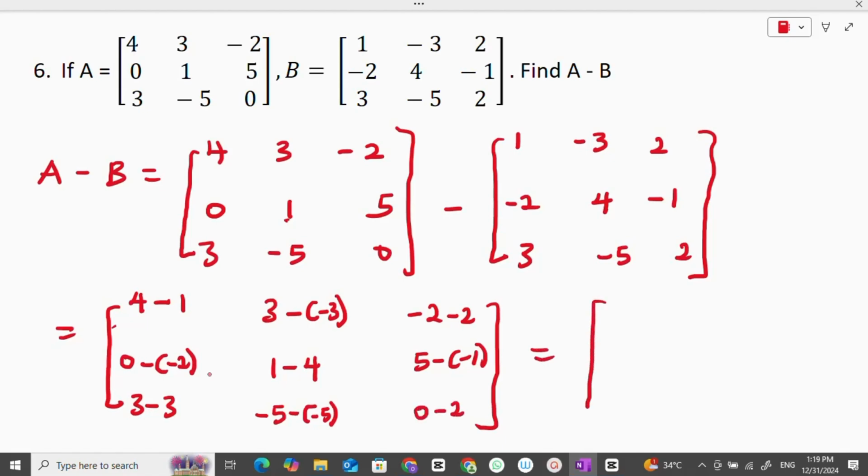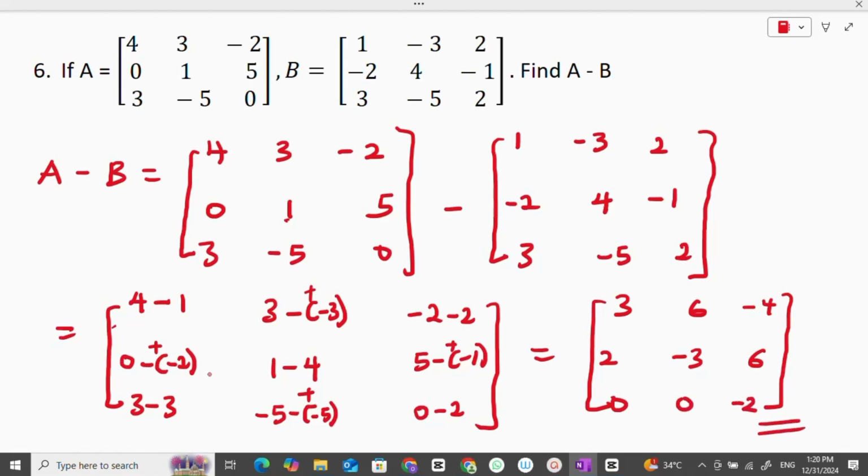So solving this, we have 4 minus 1 is 3. Minus times minus is plus. So 3 plus 3 is going to give us 6. Negative 2 minus 2 will give us negative 4. And we have 0 minus negative 2, minus times minus is plus. So 0 plus 2 is going to give us 2. 1 minus 4 is going to give us negative 3. Minus times minus is plus, so 5 plus 1 is going to give us 6. 3 minus 3 is going to give us 0. Negative 5 minus negative 5. Now we know that minus minus is going to give us plus, so negative 5 plus 5 is going to give us 0. So 0 minus negative 2 is going to give us 2. And this becomes the final answer.